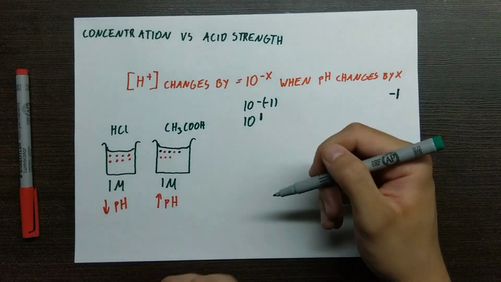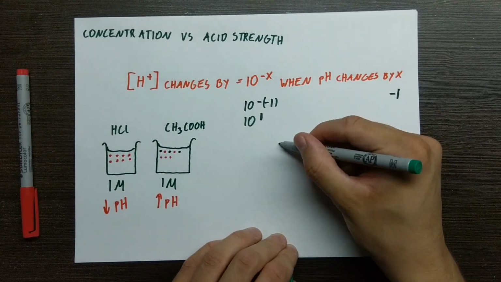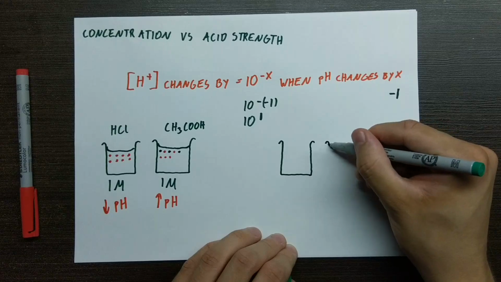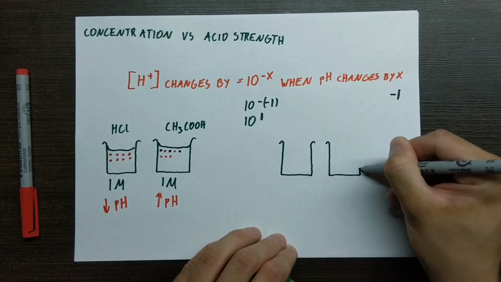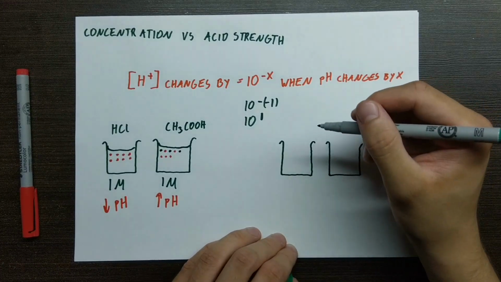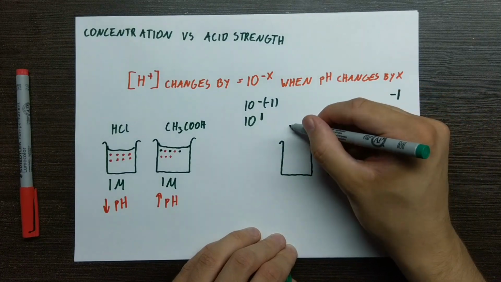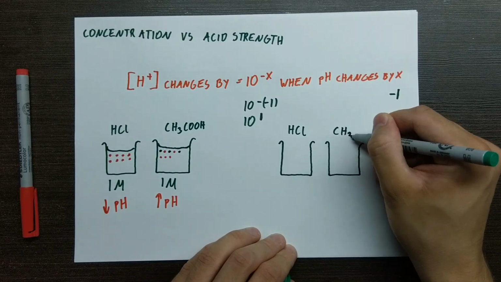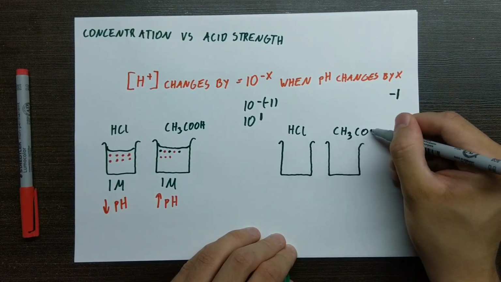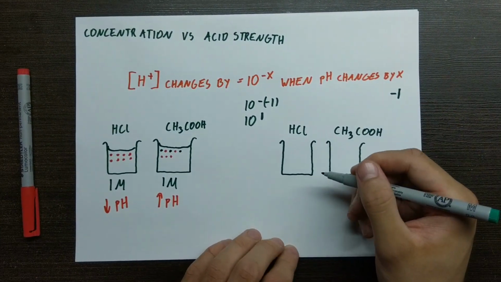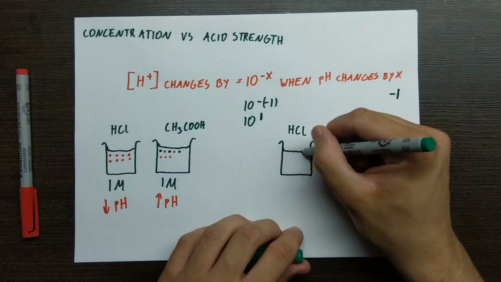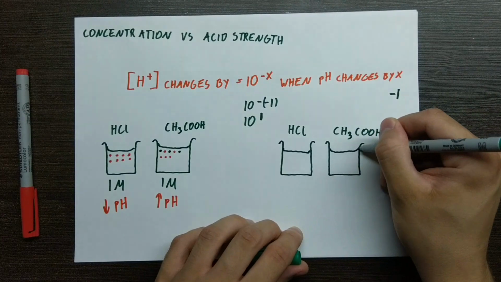Okay, so let me show you that. Again, we have a similar situation. We have 2 cups. In one of them, we have HCl again. And here we have again ethanoic acid, CH3COOH. Okay. And what are we doing here? We have water, same as before.